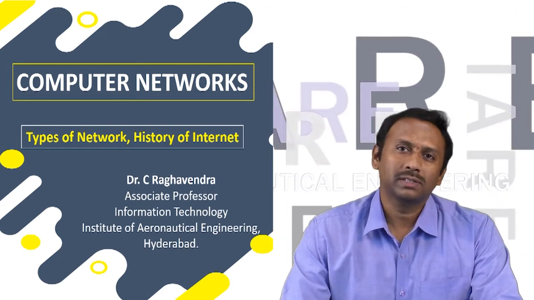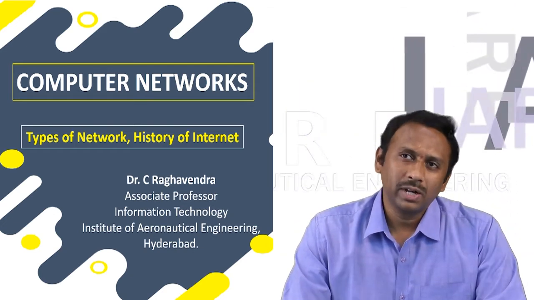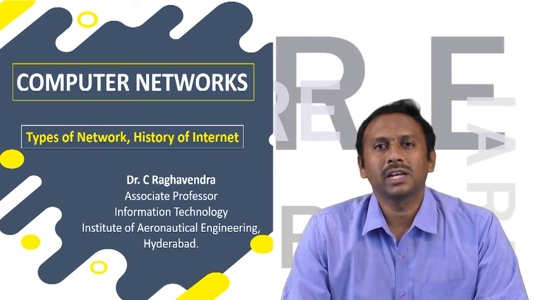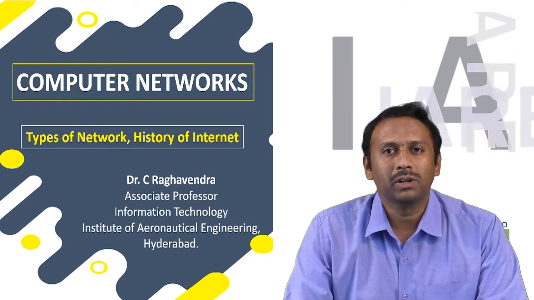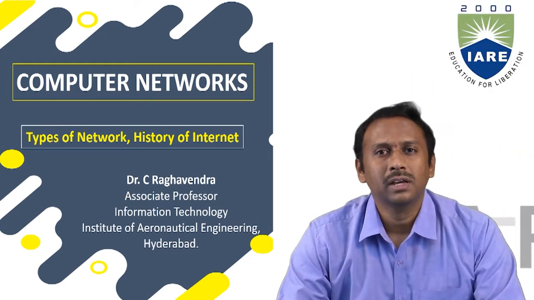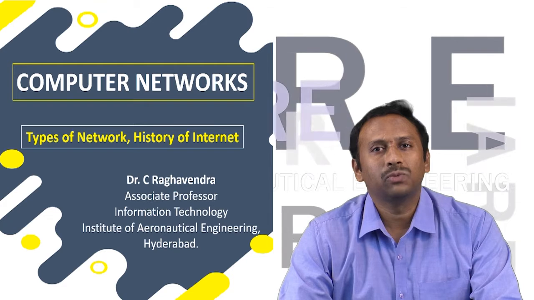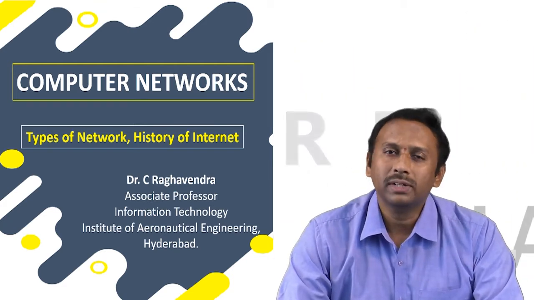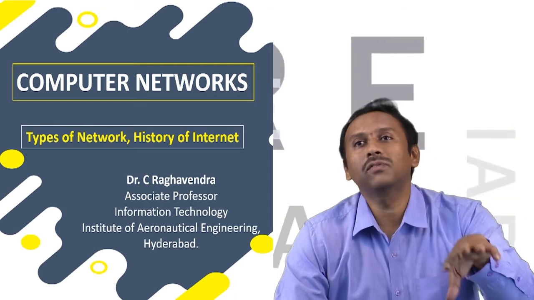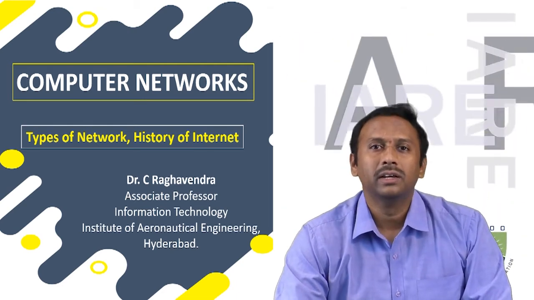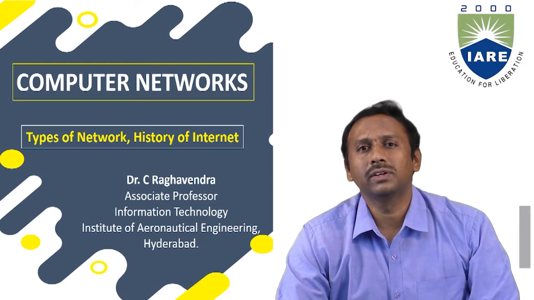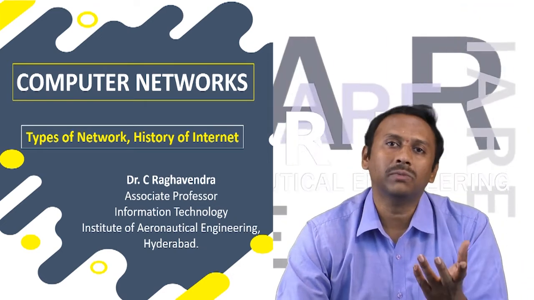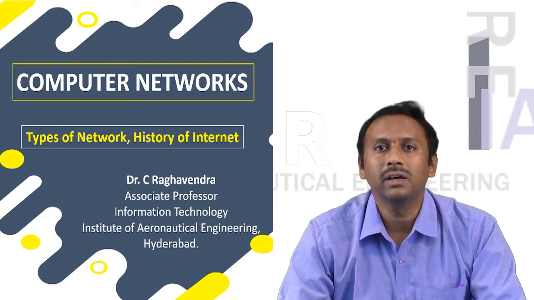So today we will discuss the types of networks and the history of the internet. That means, what are the various types of networks we have available? In the last class we discussed what a network is, what a computer network is, and what the different topologies are. Now we will discuss the different types of networks. Clear? And the history of the internet, which covers when the term internet actually started in the world.